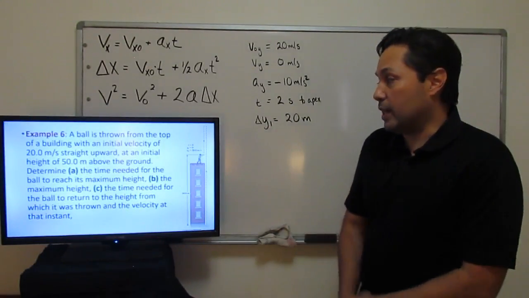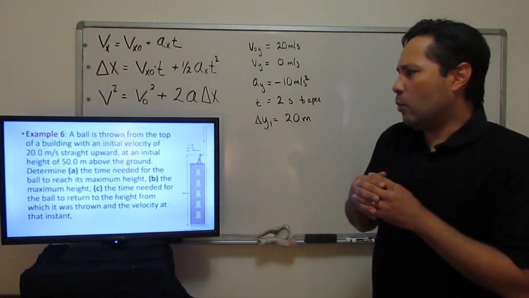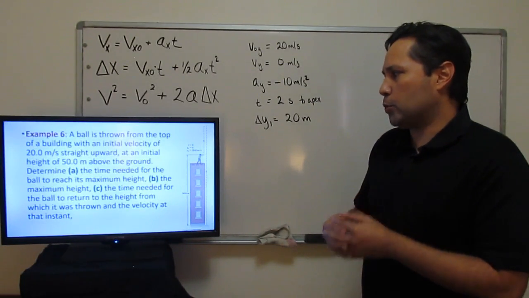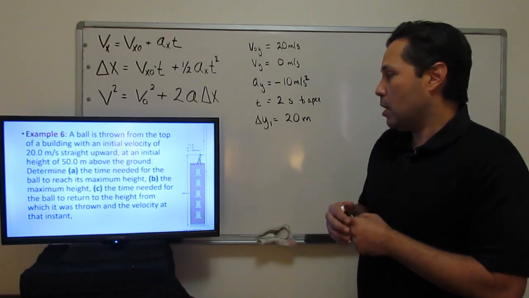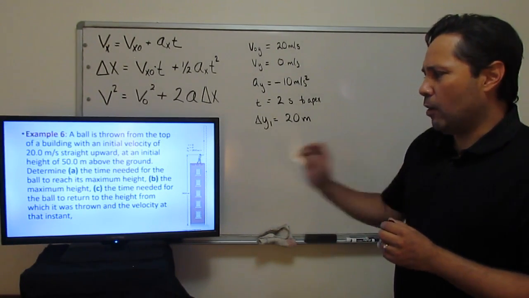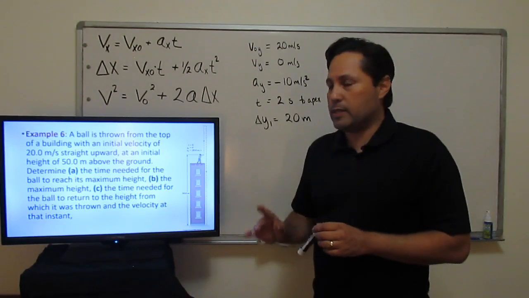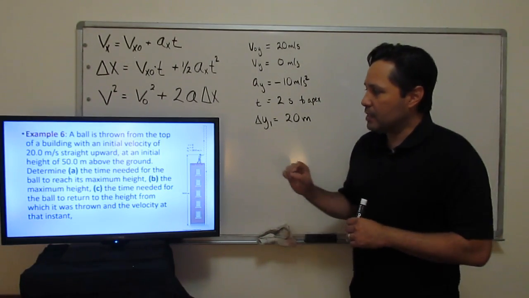Alright, in part C they ask you, what is the time needed for the ball to return to the beginning height from which it was thrown? Alright, so that one is L1. They also want the velocity at that instant. That one is a pretty easy one to get.